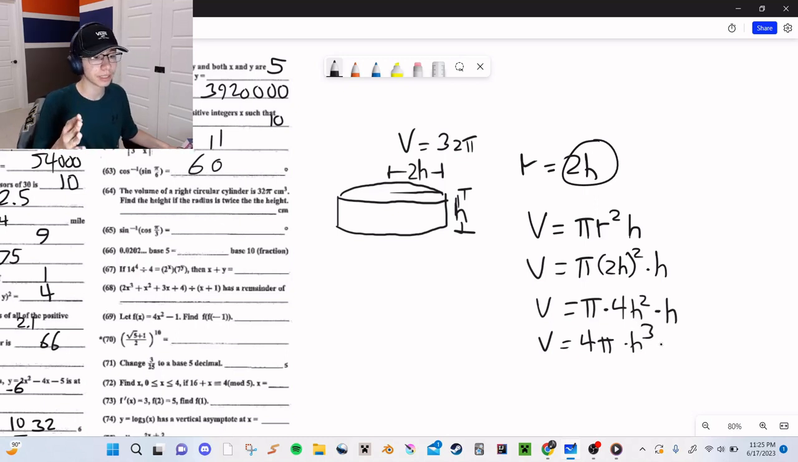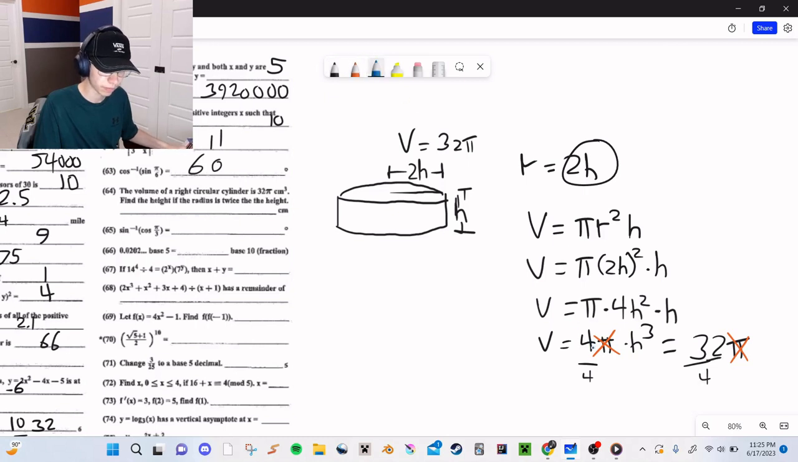And we know what our volume is. It's 32 pi. So we can set this equal to 32 pi. We can cancel the pi's out. Then we can divide both sides by 4. These 4's cancel out. And we're left with h cubed equals 8. So h is 2. So 2 is the height of our cylinder.